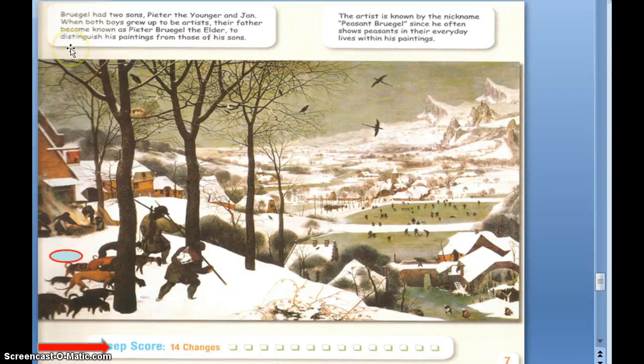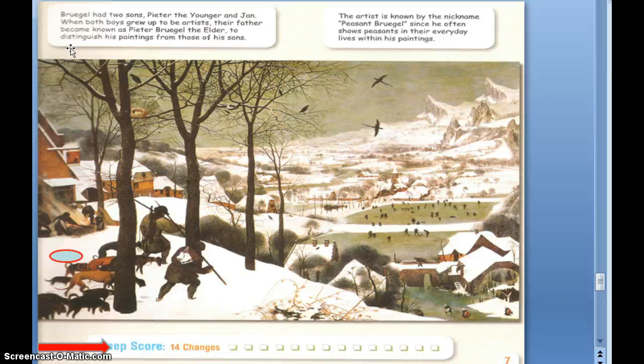Top left, Bruegel had two sons, Pieter the Younger and John. When both boys grew up to be artists, their father became known as Peter Bruegel the Elder, to distinguish his paintings from those of his sons. The artist is known by the nickname Peasant Bruegel, since he often shows peasants in their everyday lives in his paintings.